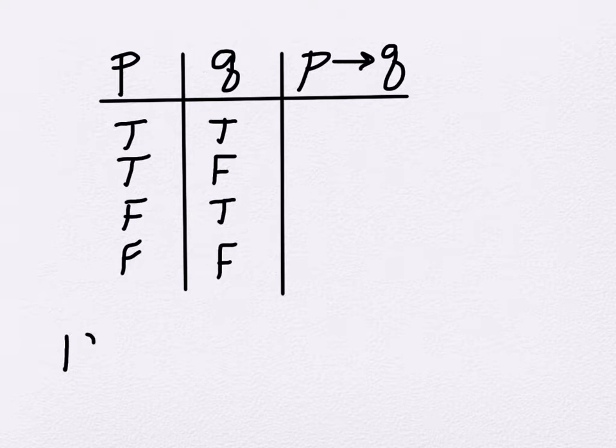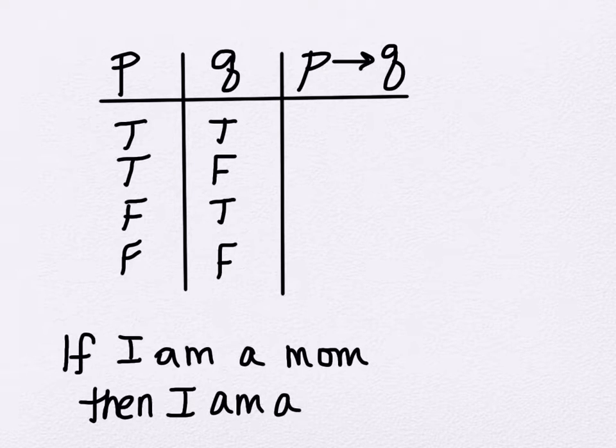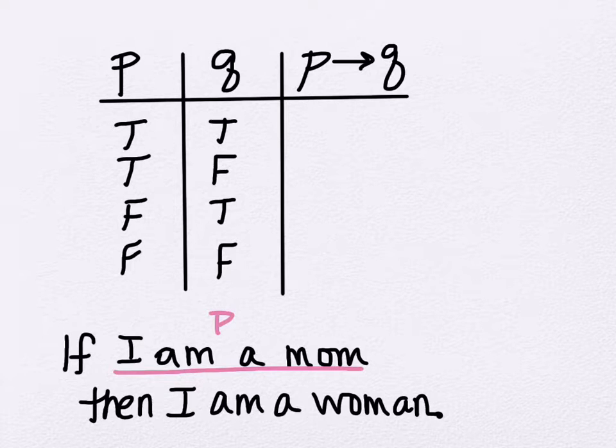And I'm going to use this argument to help us justify it. Okay, so this piece would be P, this piece would be Q. Okay? If I'm a mom, then I'm a woman. Okay. And I don't mean I as in me specifically. I just mean any person talking to you.